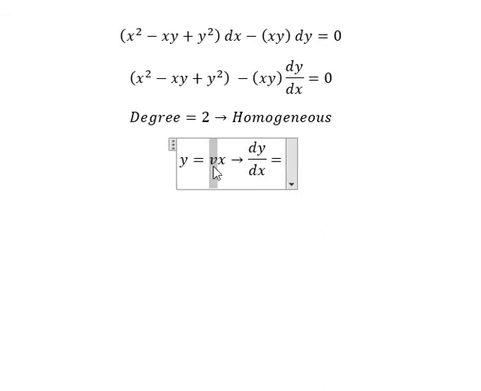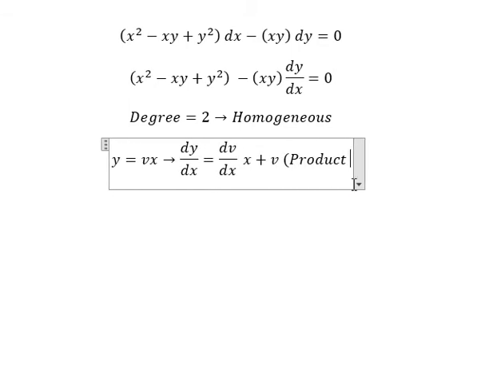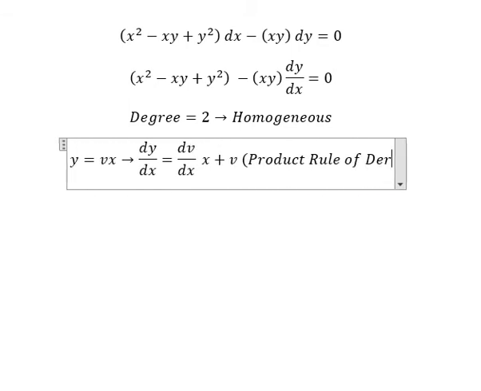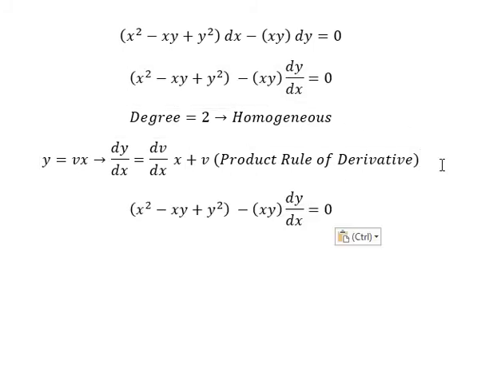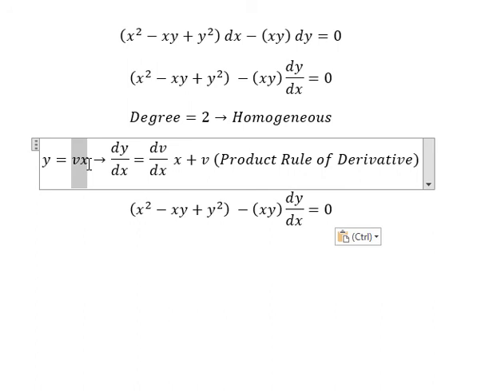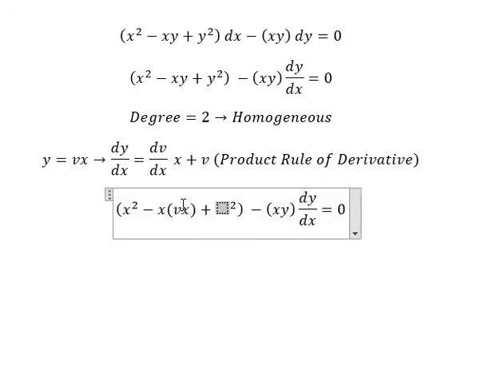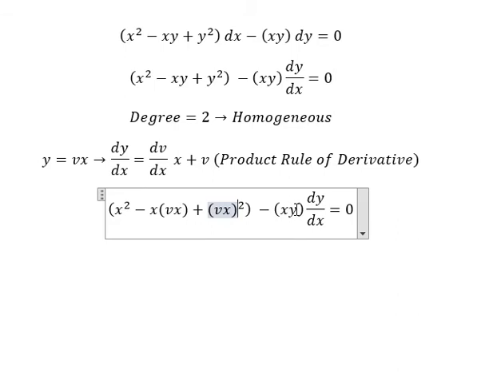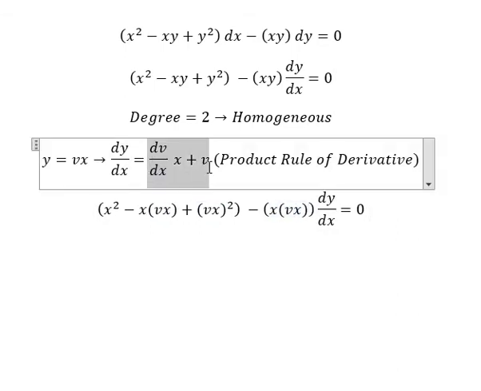First derivative of v, we have dv over dx multiplied by s, plus the first derivative of s, you get v. This is the product rule of derivative. So for y, I will change to vs. Similar for this one and this one. This one we change by this one.